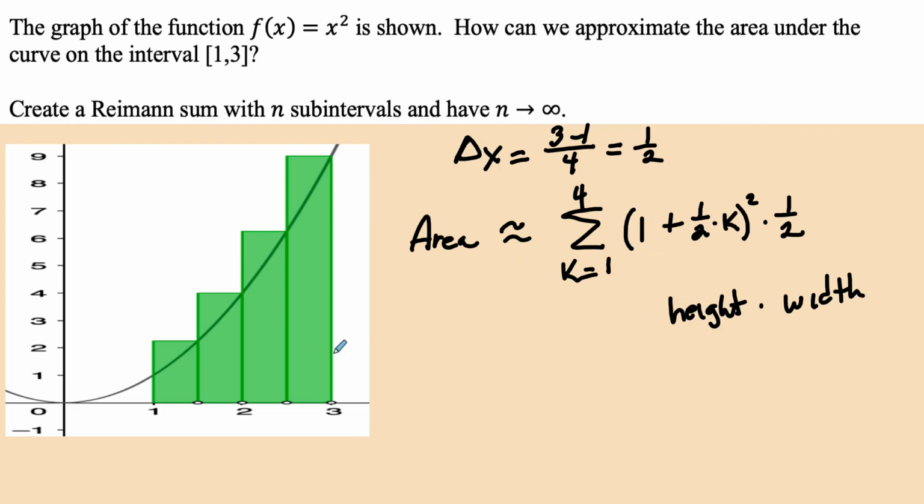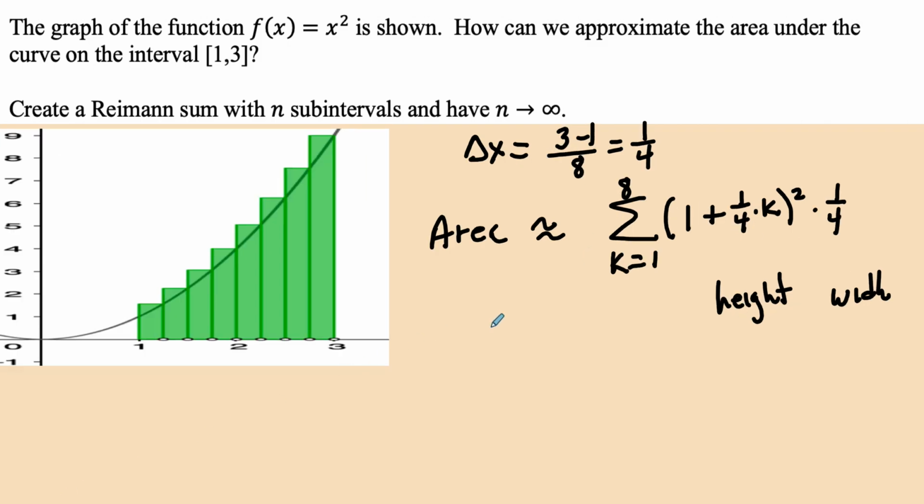We're going to start with our first x-coordinate, which will be 1 plus 1/2 times k, where k will be 1. So this will be 1.5, my x-coordinate. I'm going to square it. That'll be my height, and times it by the width, which is 1/2. Then I'll move to the next x-coordinate, with k equal to 2. This will create the x-coordinate 2. 2 squared will be my height, times the width. And so we're going to add 4 rectangles together.